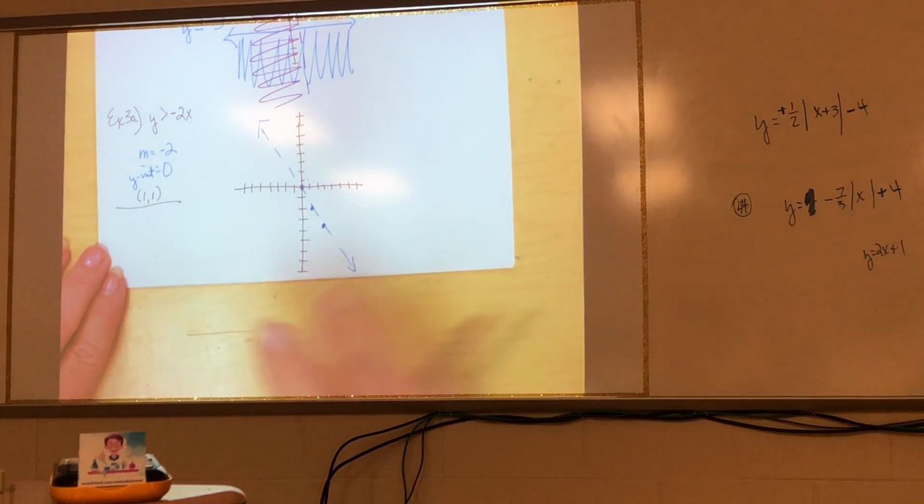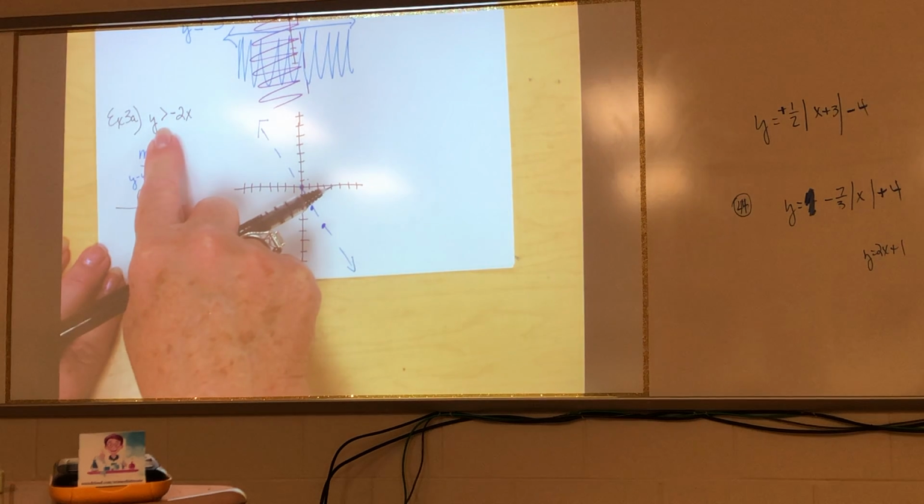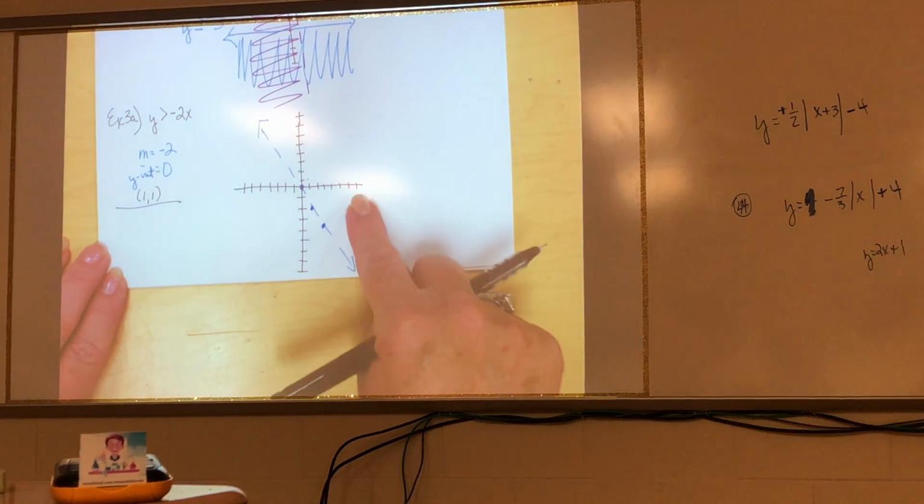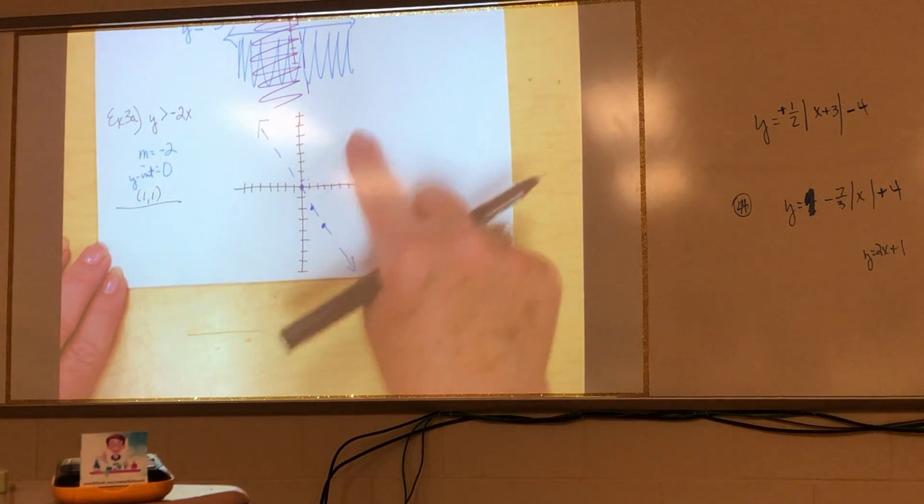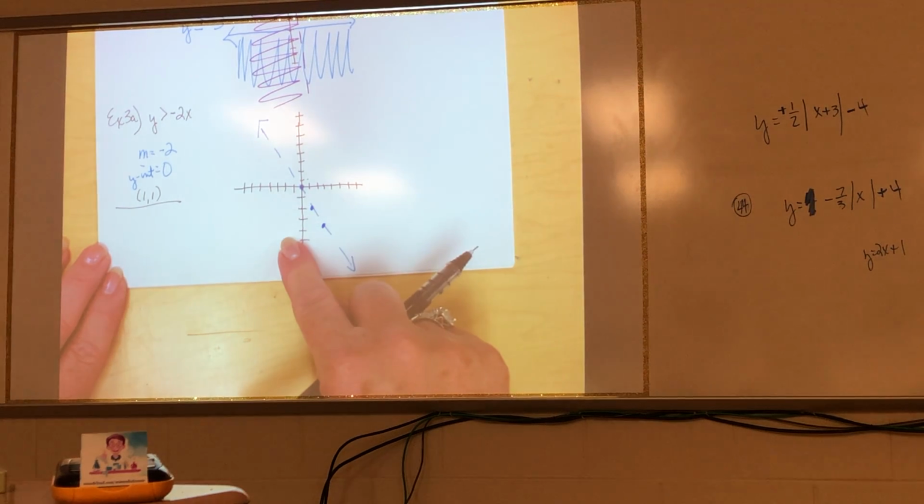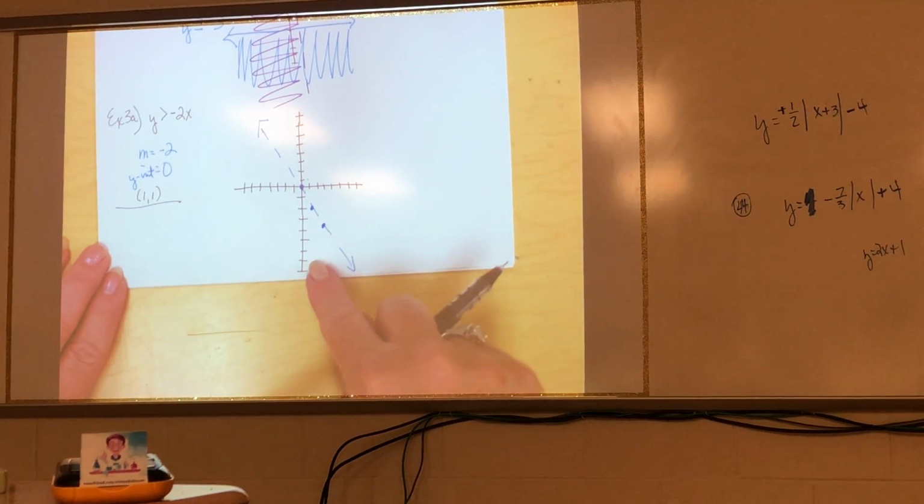Now here's what I'm going to do. I'm going to plug this point back in that inequality. If it makes a true statement, then every point on this side of the line makes a true statement, and that's where I'll shade. If it makes a false statement, then the true statements must be where? The other side of the line. So then I would shade the other side.